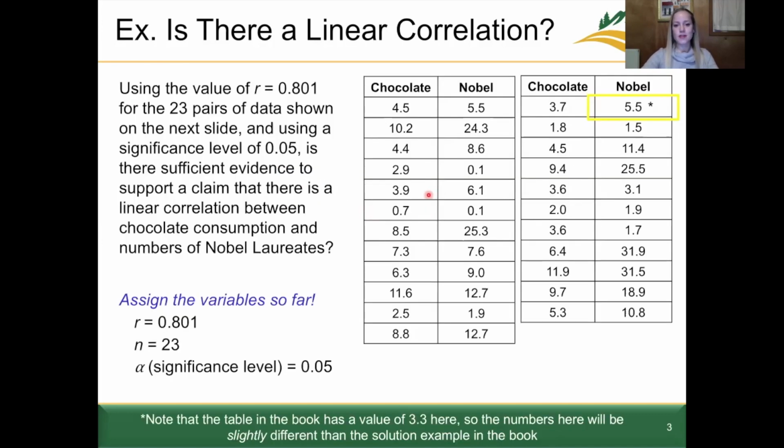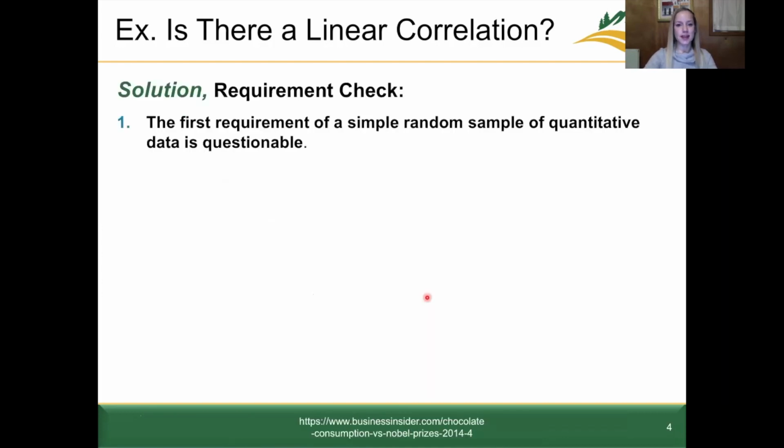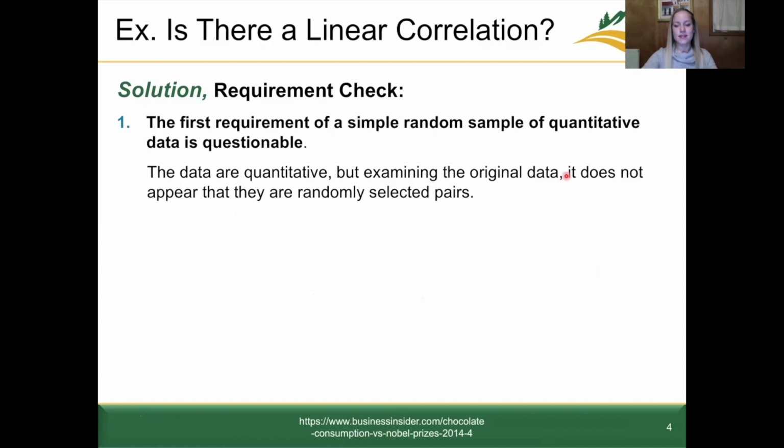So going back here to our original data set, each of these rows corresponds to a country, and we can't really tell if those countries were randomly selected. If they were not randomly selected, then there could be some bias in these numbers. So again, for requirement number 1, it does not appear that the data are truly randomly selected pairs.